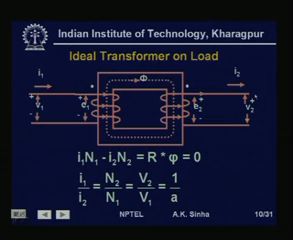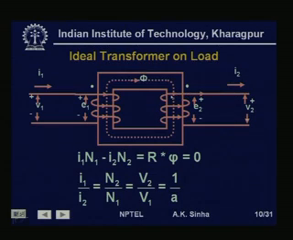Now, if we connect a load here across these two terminals, what will happen? Since there is a voltage V2 here, there is going to be a current I2 flowing into the load, where I2 will be equal to V2 by Z. Z is the impedance of the load. So, we are going to get this current I2. Now, what is going to happen because of this current I2?